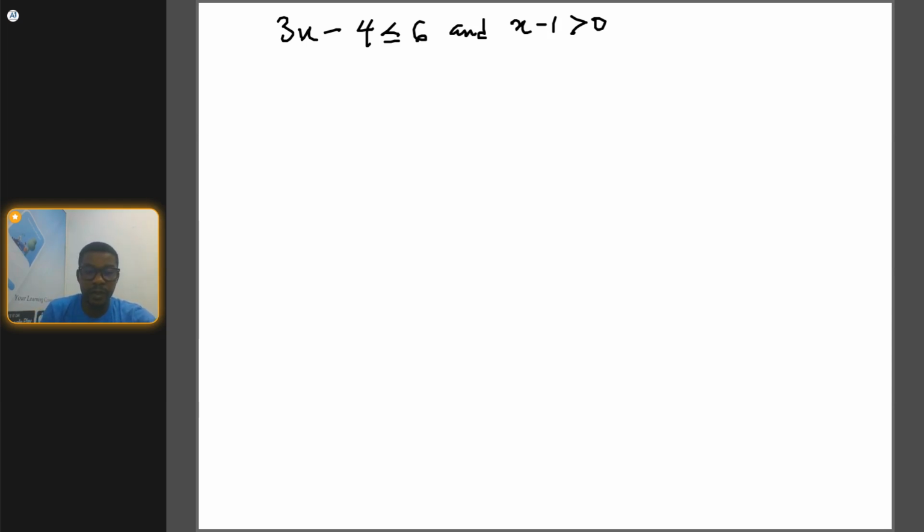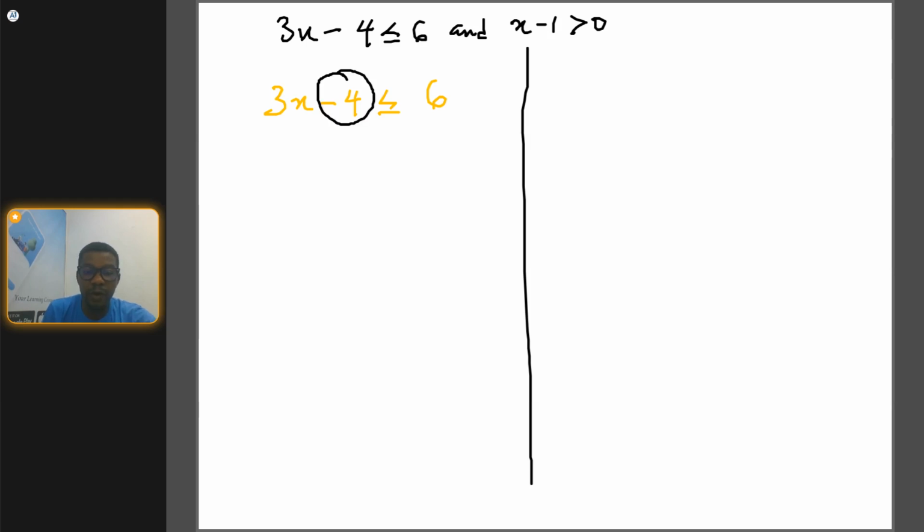We'll divide our board so we have enough space to solve. Let's solve the first inequality, which is 3x minus 4 less than or equal to 6. By collection of like terms, if this minus 4 moves to this place, we are going to have what? I need your response in the chat box. When minus 4 crosses the inequality sign, what are we going to have at the other side?